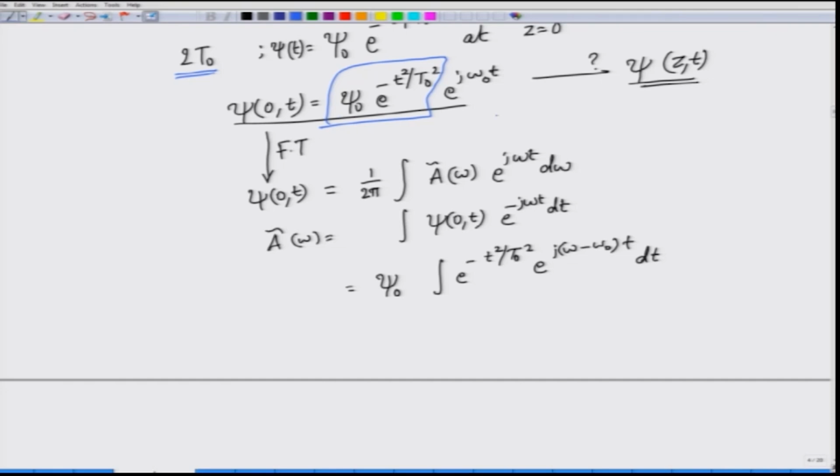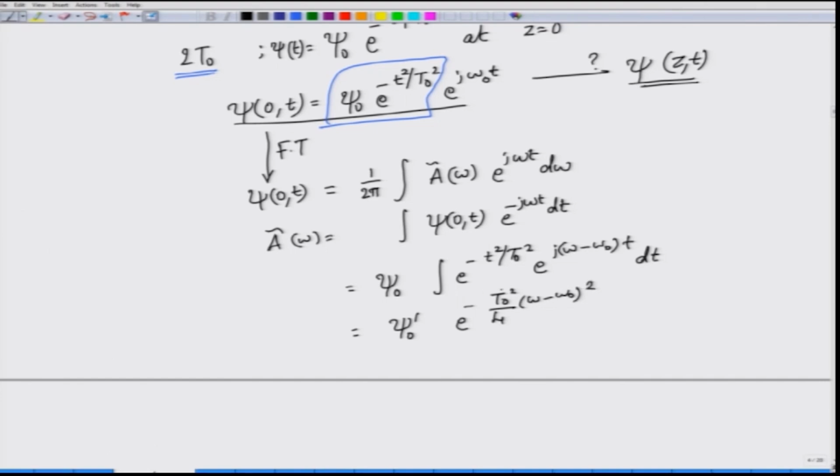So, in order to get the Fourier transform of this, going back to the tables of e power minus t square by t 0 square, the Fourier transform of that one, what you end up with is some other constant, which let us call psi 0 prime, okay, and you have e to the power minus t 0 square by 4 omega minus omega 0 square.